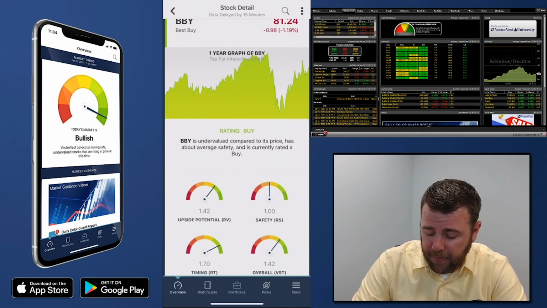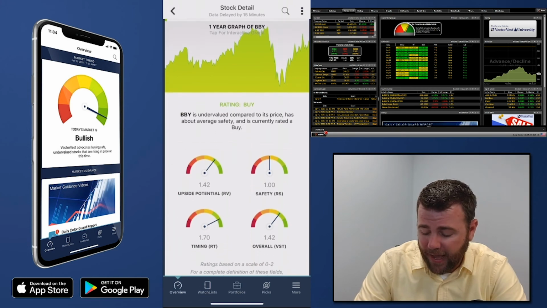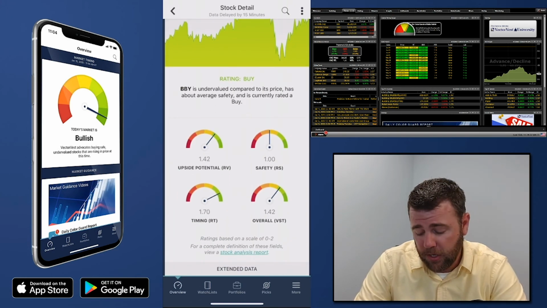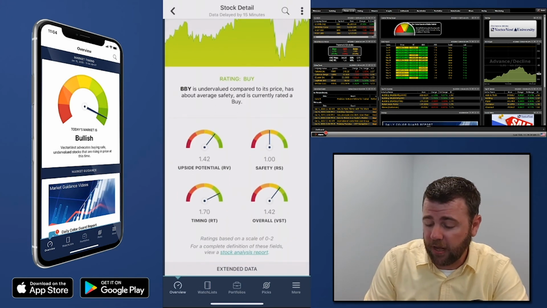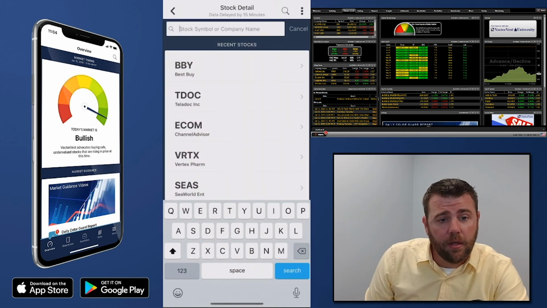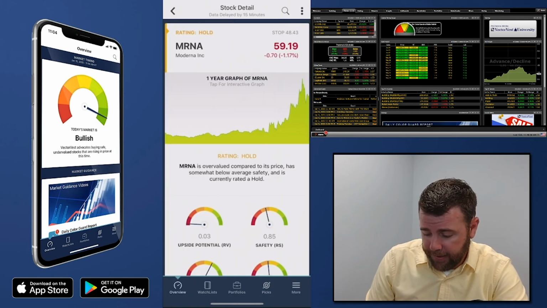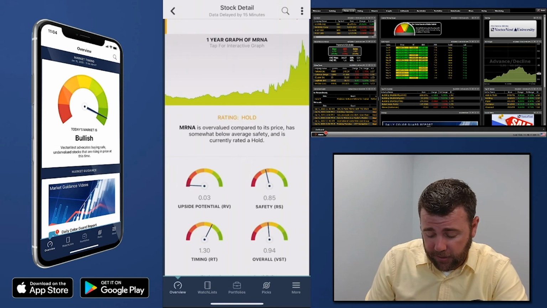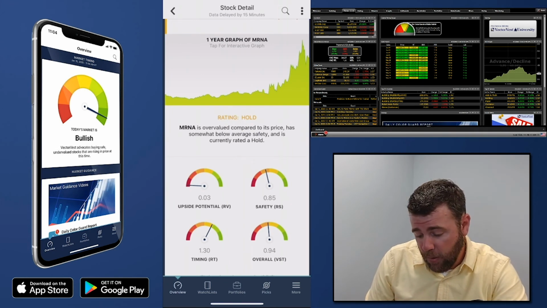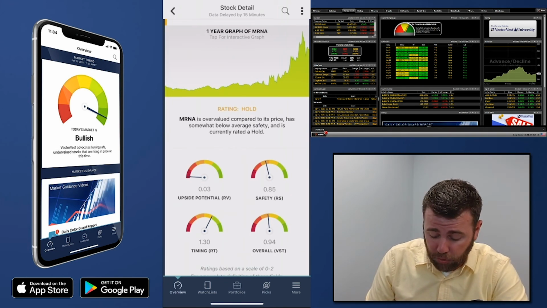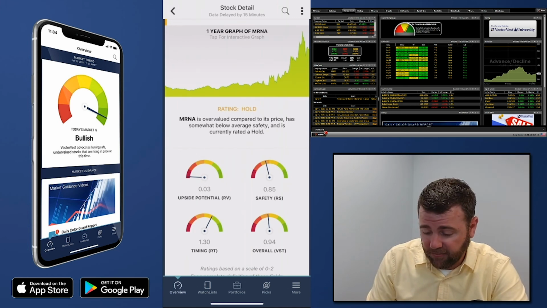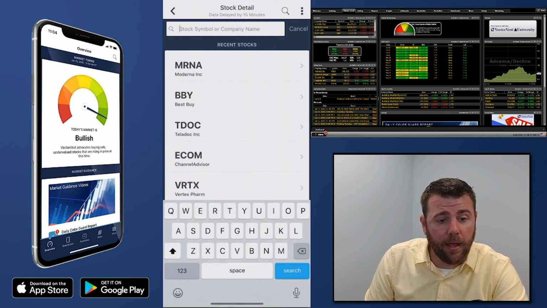All right, so looking at Best Buy. Good long-term potential, about average risk associated with it, but you have a nice strong uptrend, so therefore the stock's favorable right now. MRNA, probably going to be tanking most likely. Poor long-term potential, a lot of risk associated with it. However, even with the volatility on a short-term basis, you still have an uptrend in place, but it's not strong enough to make the stock favorable.